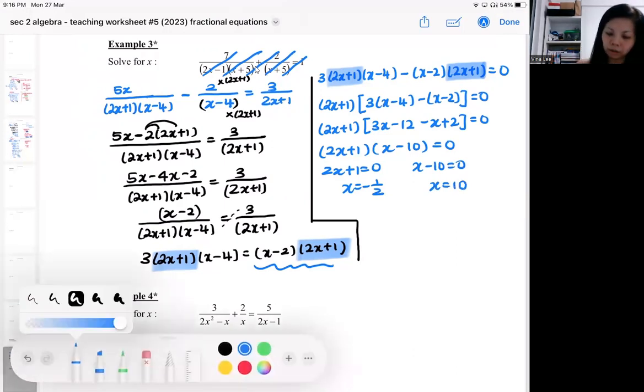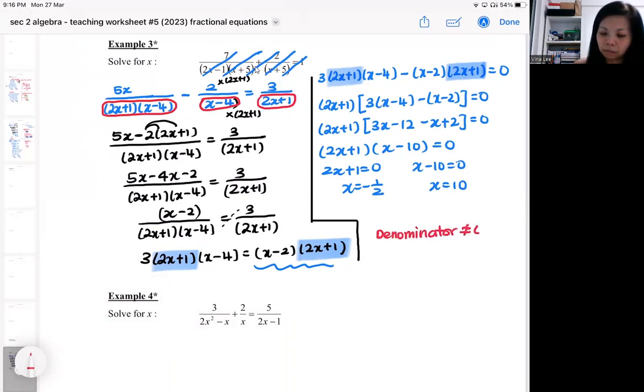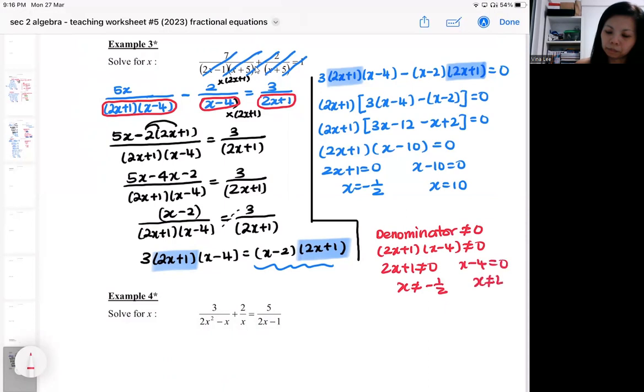But again, you must observe the denominator. So think about the denominator not being 0. So denominator cannot be 0. So 2x plus 1, x minus 4 cannot be 0. 2x plus 1 cannot be 0, so x cannot be minus half. So this one is a rejected answer, and this is an acceptable answer.